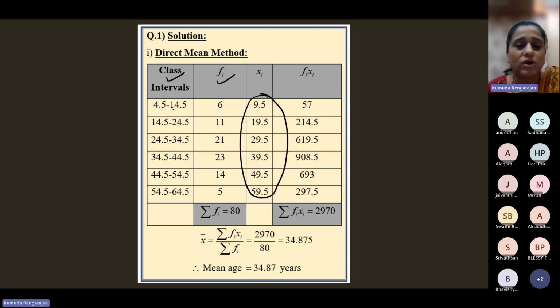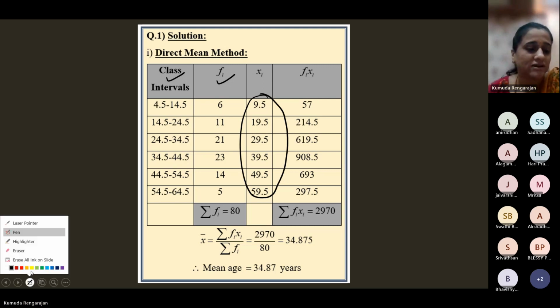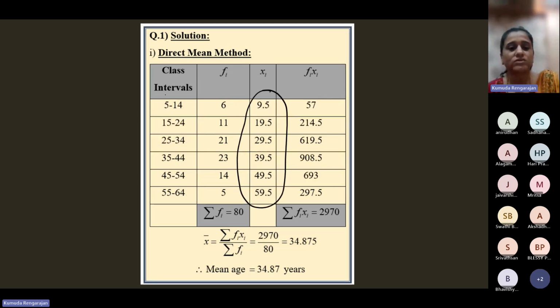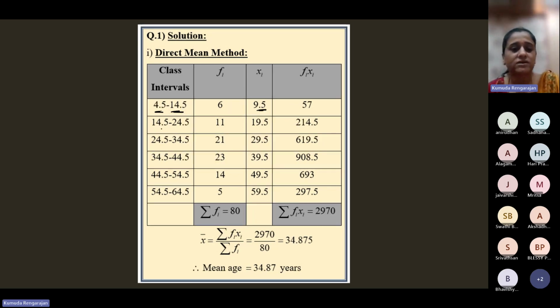What is 14.5 plus 4.5? 19. You will get the same total. 4.5 plus 14.5, 19 by 2, 9.5. Here, 5 plus 14, 19 by 2, 9.5. Same thing. The sum does not change. 15 plus 24, 39. Here, 14.5 plus 24.5, upper limit plus the lower limit. It's the same thing, 39 by 2, 19.5.